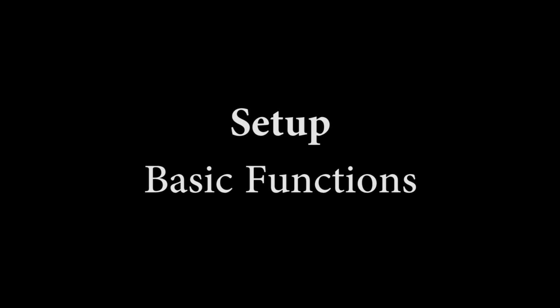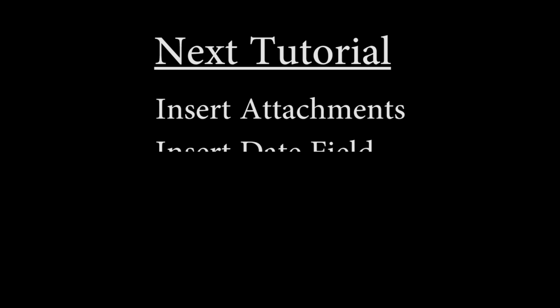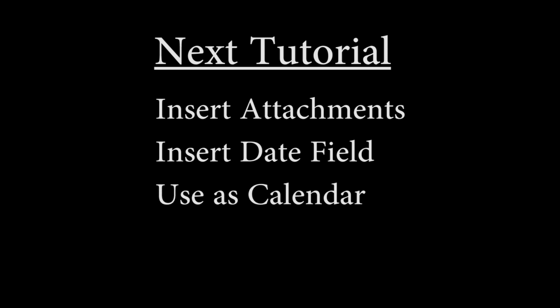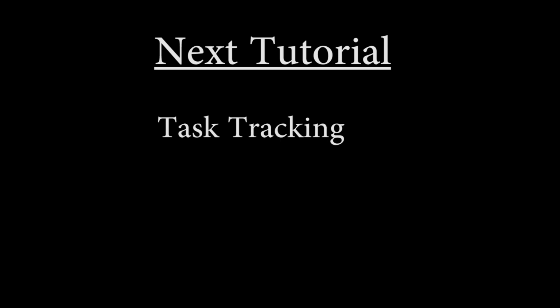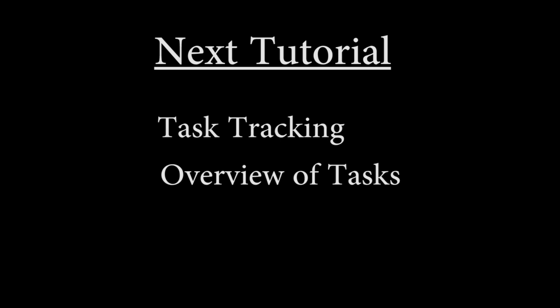So that's the end of this tutorial. You have just learned to set up the basic functions of Airtable: the task tab, a property tab, a contact tab, and for the next tutorial we will be looking into putting in attachments and inserting a date field, and lastly use Airtable as a calendar system so that you can track when the task happens, what's supposed to happen, and hopefully have a better overall view on your work.